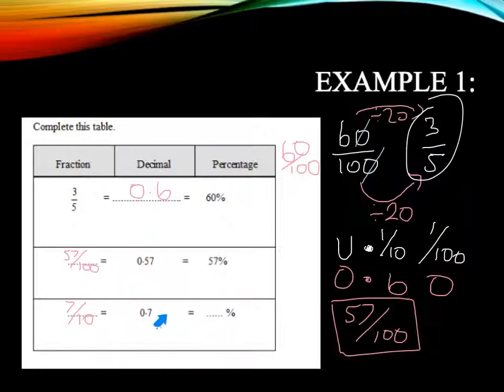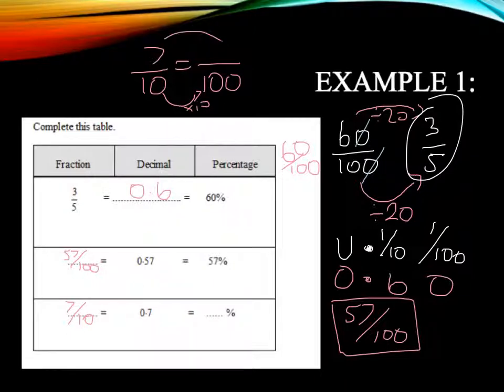So 0.7 is the same as, and I'm just going to write it up here, 7 out of 10 is the same as, now ideally what we want it out of 100. So we could times this bit by 10, keeping it equivalent, times the top by 10, and we get 70. 70 out of 100, in this case, or 70%.